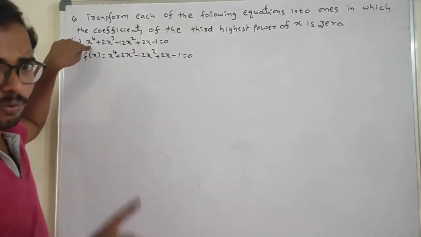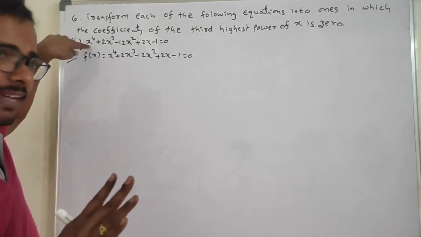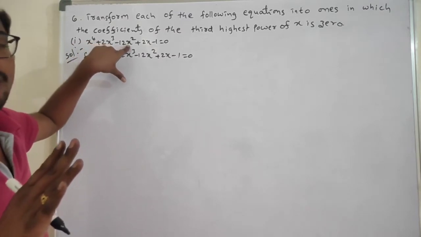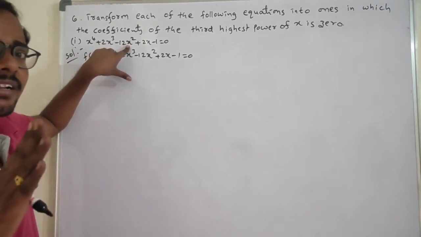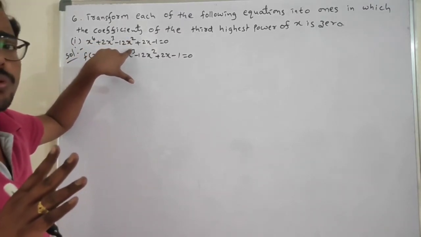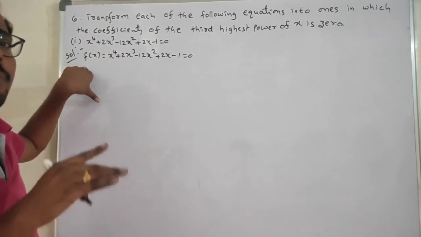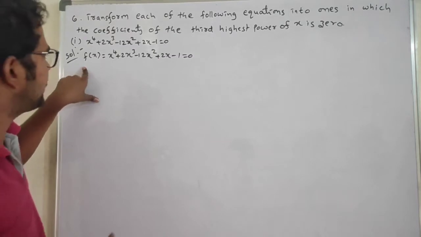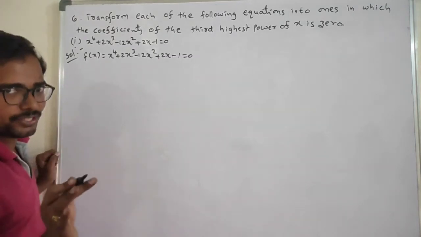First highest power is x power 4. Second highest power is x power 3. Third highest power is x square. The power is 2, so we have to take f double dash, 2 times differentiation. So find f double dash.